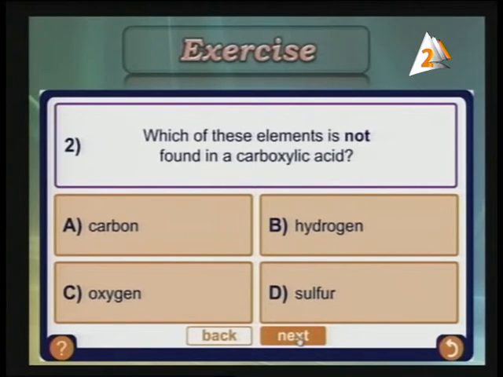Which of these elements is not found in carboxylic acid? We have carbon, we have oxygen, we have hydrogen, we have sulfur. Which one is not found in this one? So we have sulfur here.